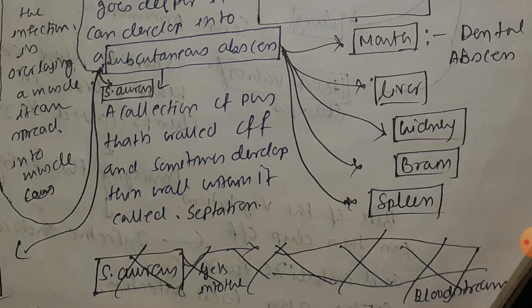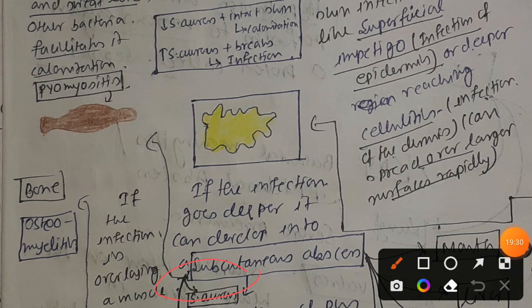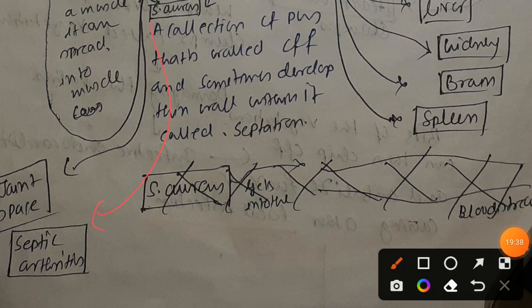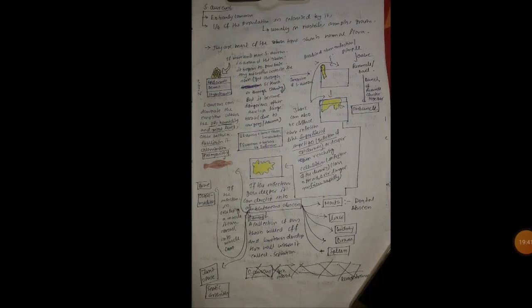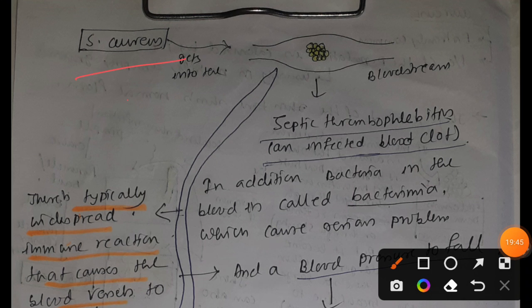Now if the Staphylococcus aureus is in the overlying muscle, it can cause pyomyositis. If it is in bone, it can facilitate osteomyelitis, and if it is in the joint space, it can cause septic arthritis. So that's it, right? After that, Staphylococcus aureus then gets into the bloodstream, where it can cause septic thrombophlebitis or infected blood clot.